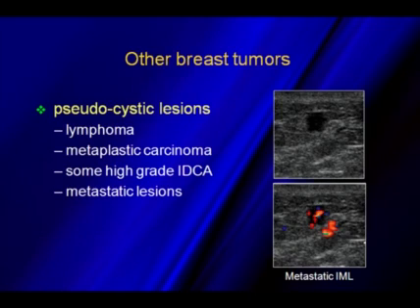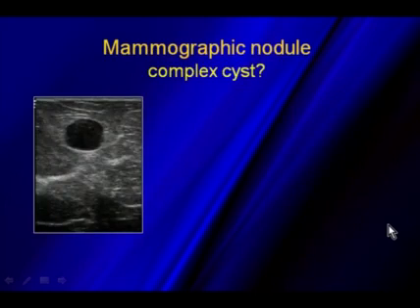Other pseudocystic lesions that we can see within the breast: lymphoma can sometimes have this appearance. You can have metaplastic carcinomas. Your high-grade invasive ductal carcinomas will have this appearance, and some of our metastatic lesions. This could almost look like one of the foam cysts, but if we look closely, we notice that this lesion is microlobulated. And using color Doppler, you can see there was quite a bit of flow inside the lesion, and a very large vessel that was adjacent to it. This was biopsied and proven to be a metastatic intramammary lymph node.